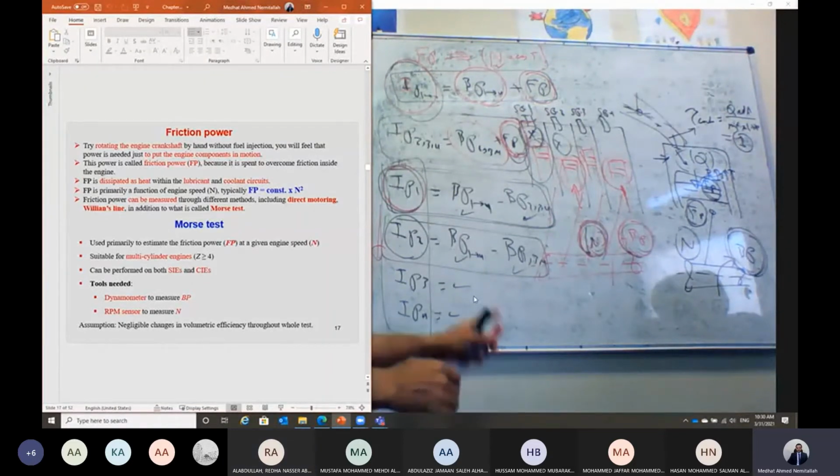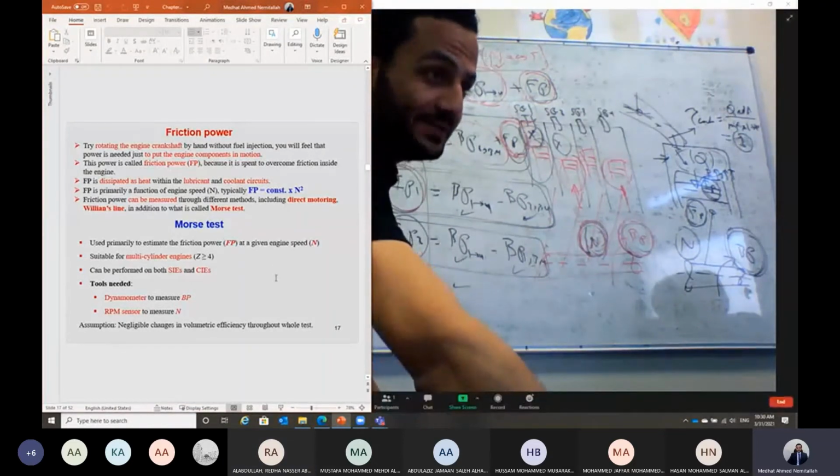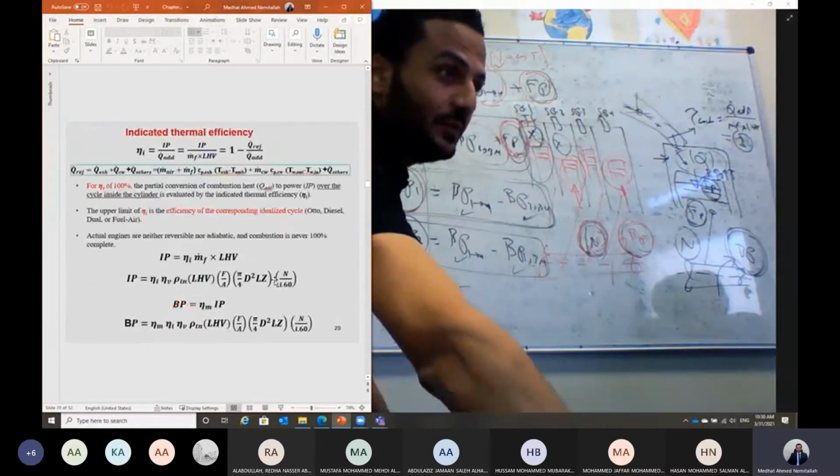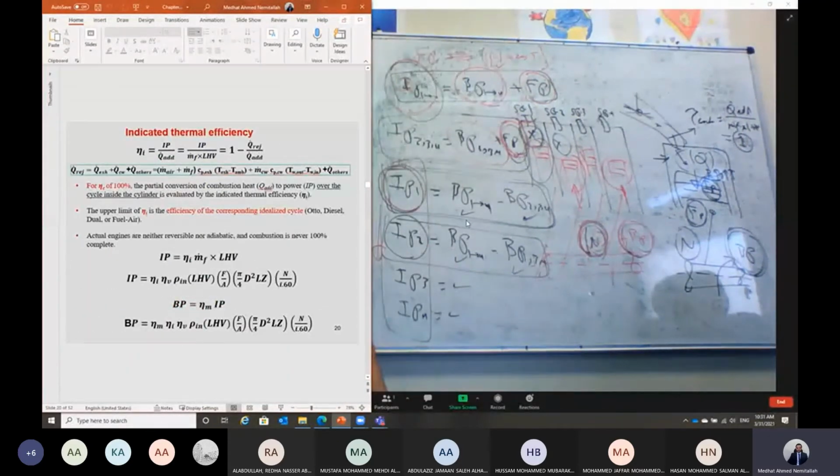So this is a kind of nice test by which we can measure the friction loss power in this case. Okay.